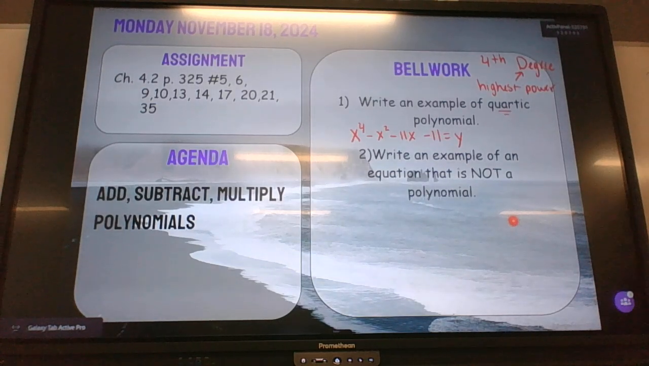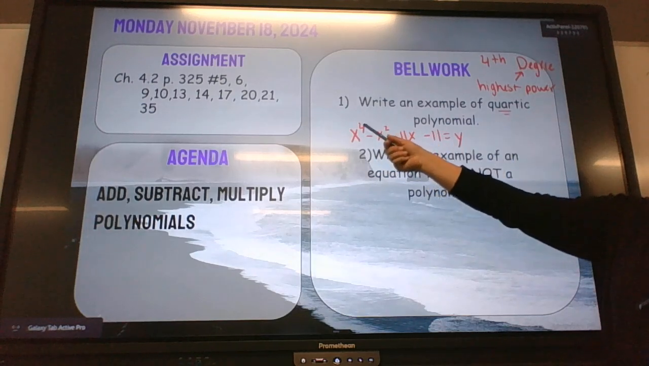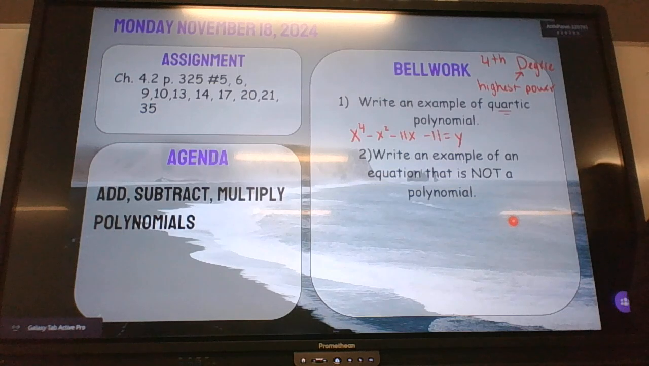And in standard form, it needs to go in descending exponent order. So this went 4, and then 2, and then 1, and then a constant. That's good. The other word we talked about was leading coefficient. And the leading coefficient here is the 1 out in front. It's invisible, but it's right there.